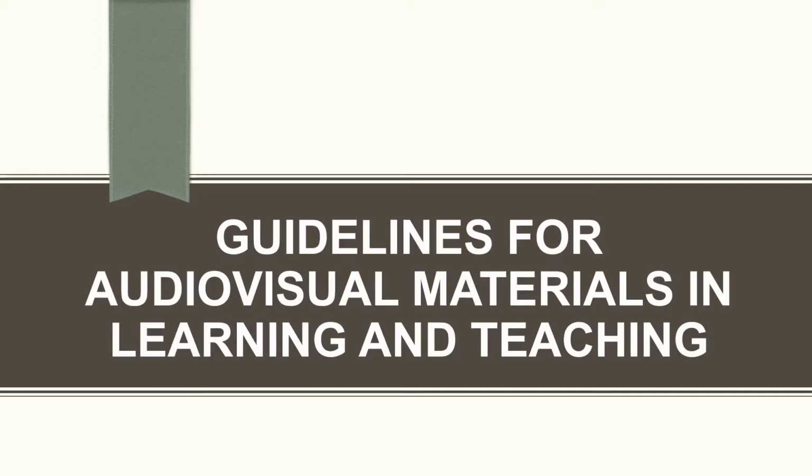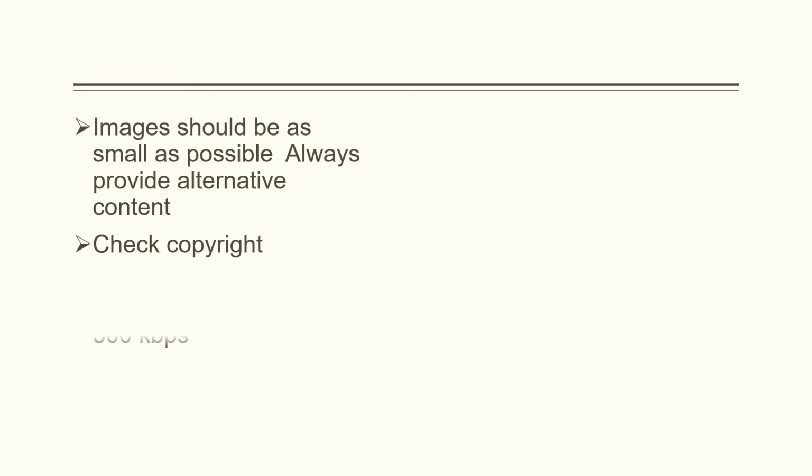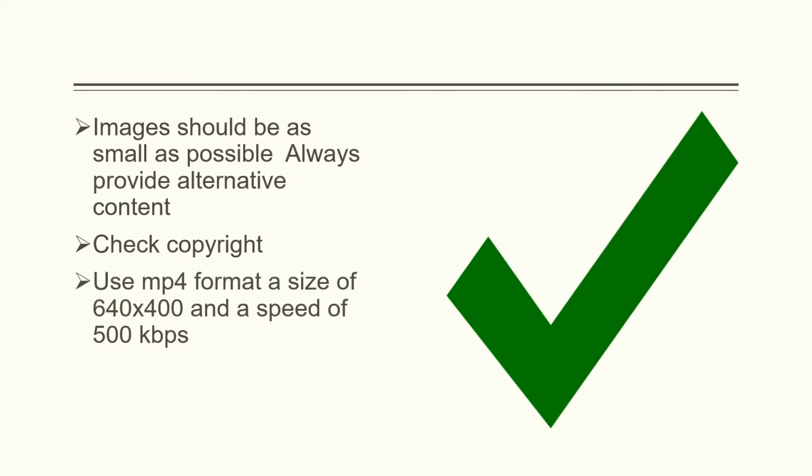We have guidelines for audiovisual materials in learning and teaching. Images should always be as small as possible. Always provide alternative content. Check copyright. Use MP4 format, a size of 640 by 400 and a speed of 500 kbps.